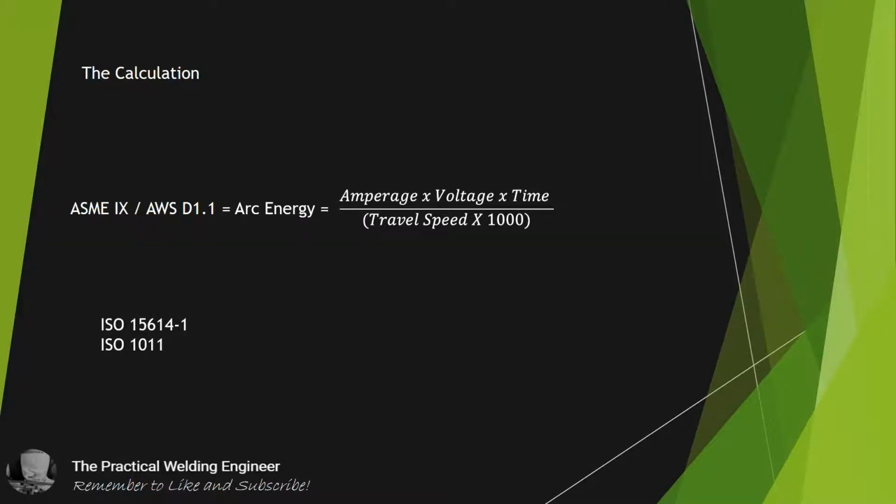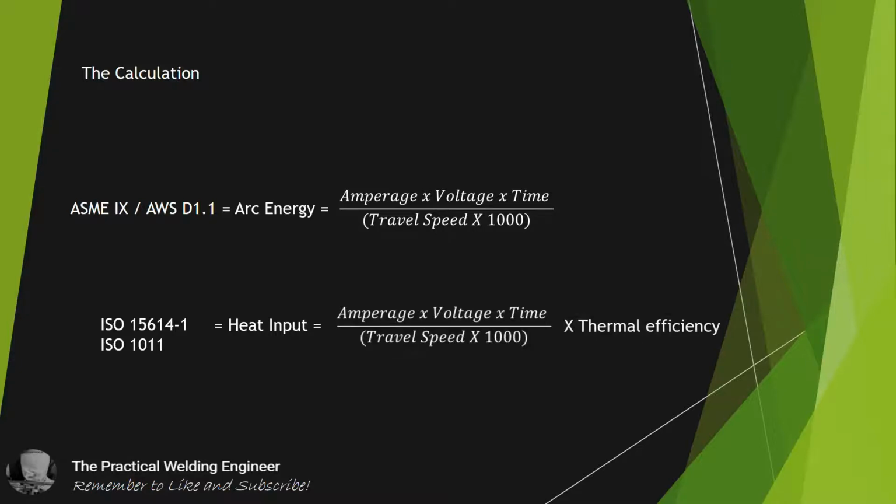The ISO specifications, so our qualification being 15614-1, work on heat input. And this is initially the same equation as arc energy, because we want to know how much is in the arc, but then we want to know how much is being transmitted over the arc into the weld material. So for that, we use a thermal efficiency value, or a K factor, which is applied to each welding process.